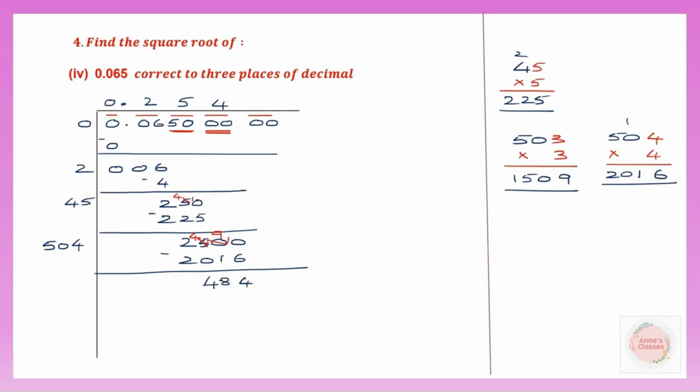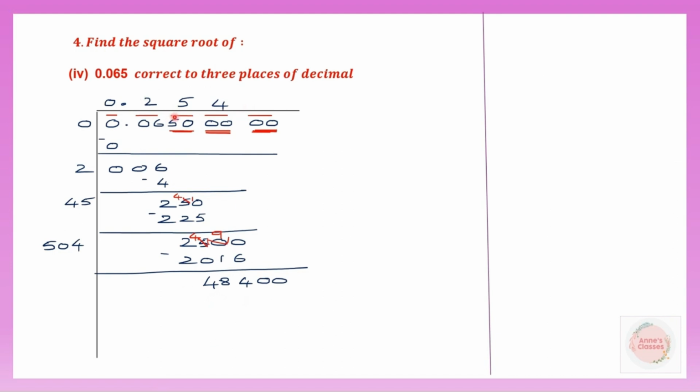Now let's bring the third pair. This is the third pair. Let's bring that down. So 2 zeros. So now what is the number? 48,400. Next step, we need to double this. So take this as 254. So let's multiply 254 into 2. 2 fours are 8, 2 fives are 10, carry 1, 2 twos are 4 plus 1, 5. So the number is 508. Let's write it down here, 508.